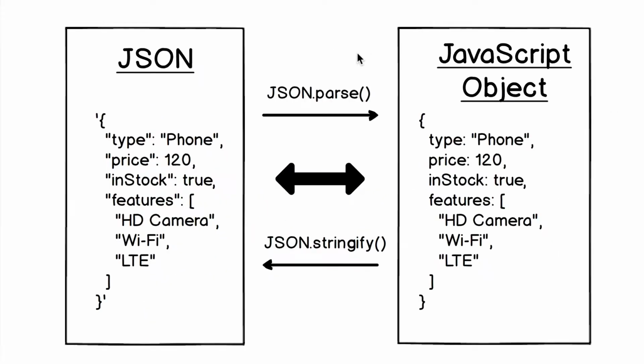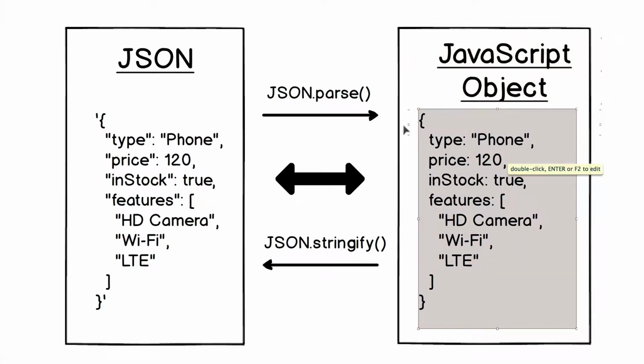Let's now discuss the difference between JSON and a JavaScript object. JSON is a string, as we have just discussed. Here is an example. A JavaScript object is a variable type, and it is represented like this. It is a set of key-value pairs surrounded by curly braces. It is not a string, it is an object, a JavaScript variable type.